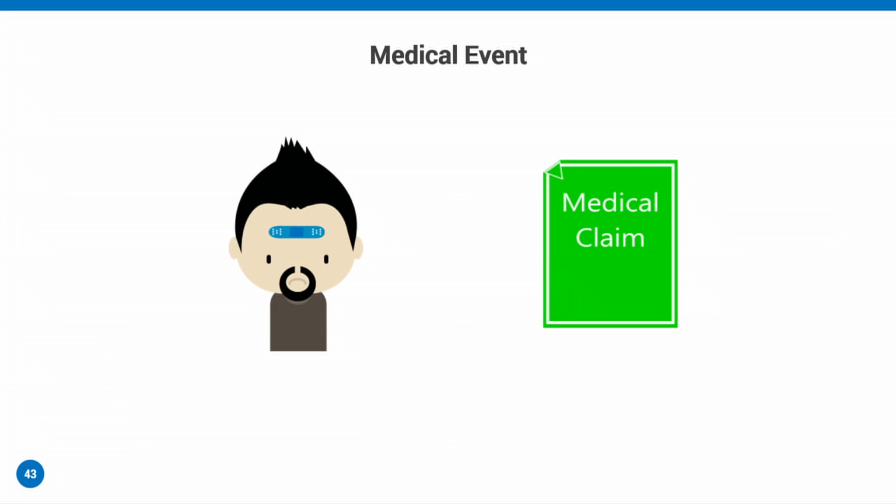All right, this whole process that the business is interested in starts off with a medical event. So this guy banged his head on a door and went to the hospital and got an X-ray and a bandage, and that created a medical claim.